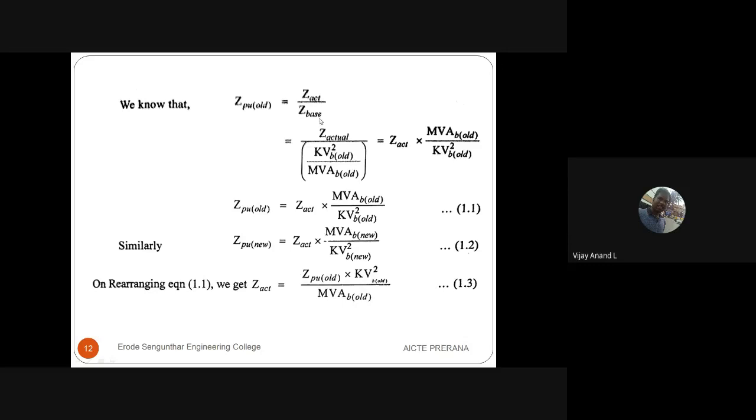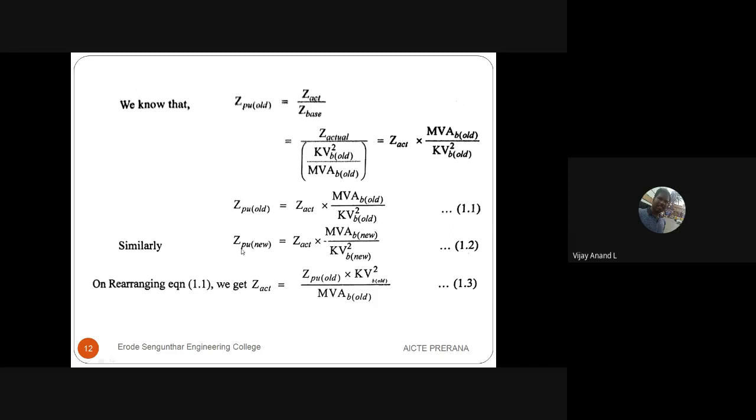Here we are using the old, so we have to mention it as old. Z per unit old is equal to Z actual divided by KVB square old divided by MVAB old. We rearrange this equation, then we get Z actual is equal to Z actual into MVAB old divided by KVB square old. Finally, Z per unit old is equal to Z actual into MVAB old divided by KVB old square, taken as equation number 1.